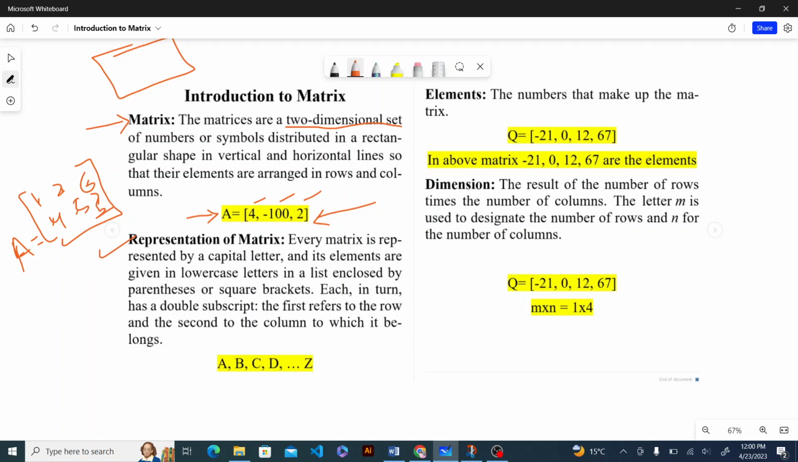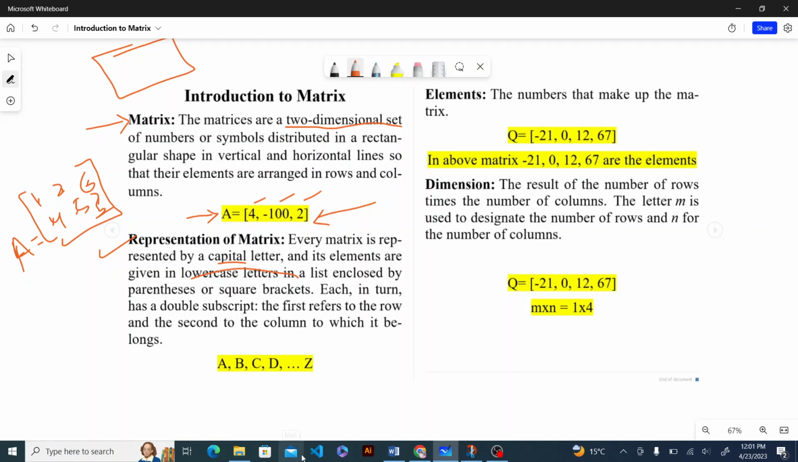Let's read it first and then I will explain it. Every matrix is represented by a capital letter, and its elements are given in lowercase letters in a list enclosed by parentheses or square brackets. Each in turn has a double subscript. The first refers to the row and the second to the column to which it belongs.